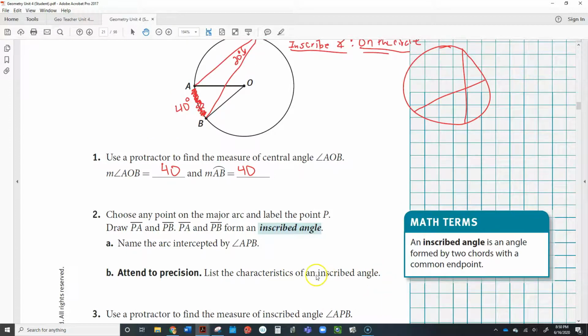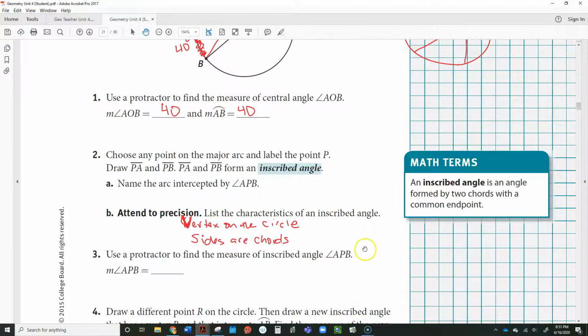List the characteristics of the inscribed angle. We said vertex, sorry. Vertex is on the circle. The sides of the angle are chords. Okay, we found the angle. I promise you it's 20 degrees.